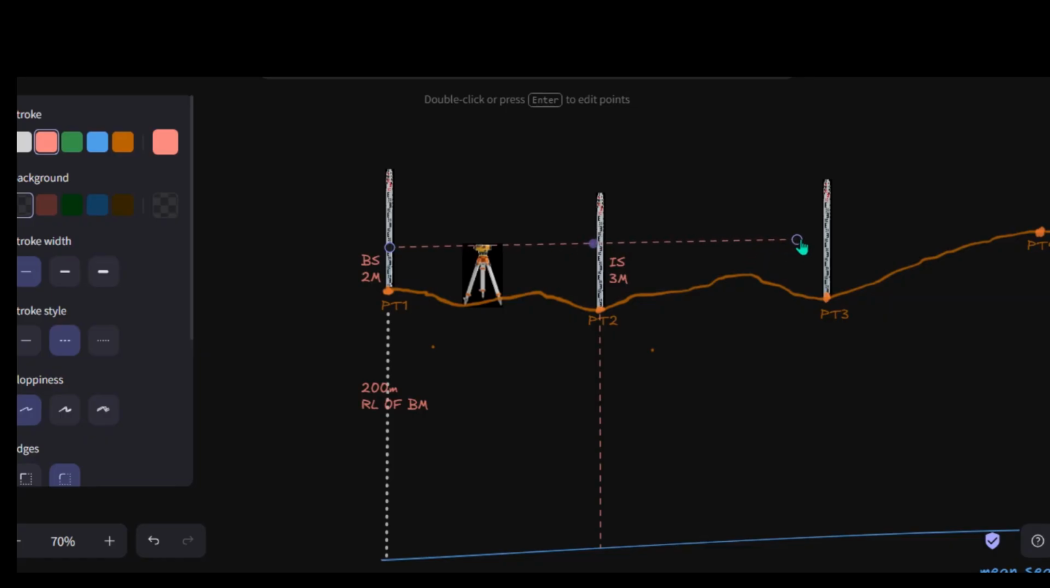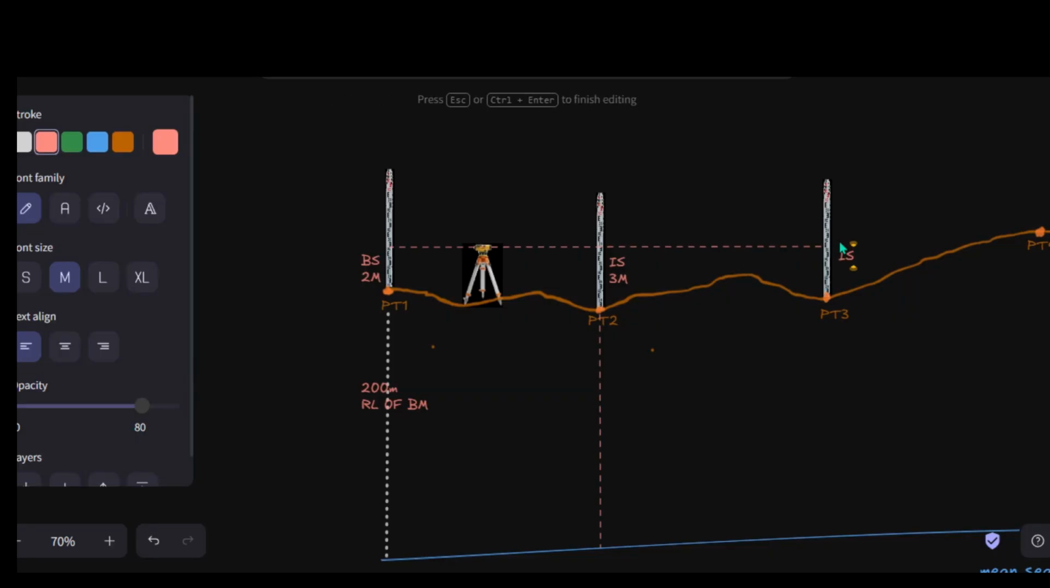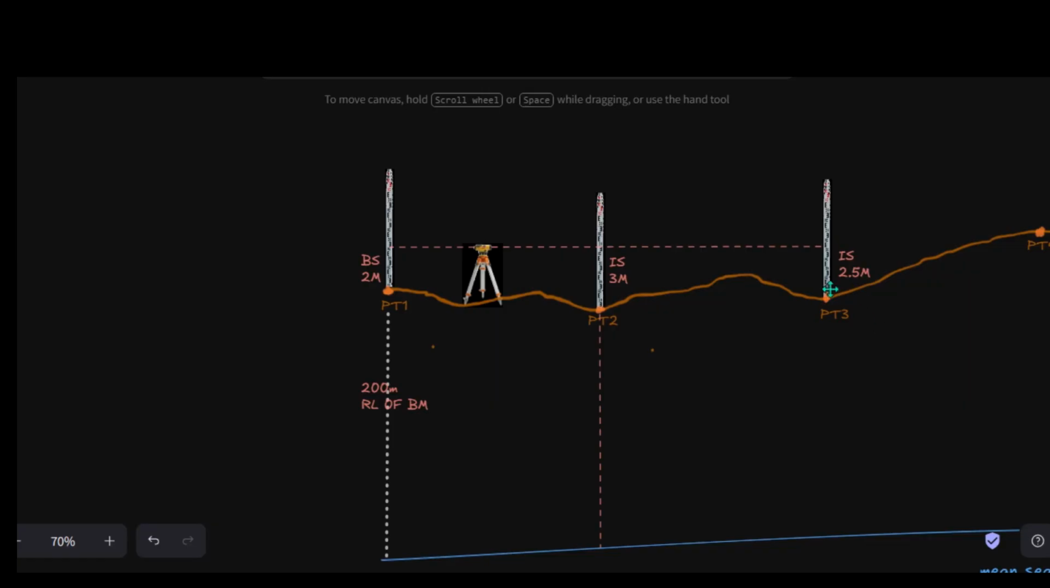Remember, the level instrument is still on that particular axis. I have not changed it. So somebody stands here and cites through this place. So let's say the height from this point 3 to the line of sight is, let's call it the intermediate sight reading, which is, assuming, 2.5 meters. So we have done that.